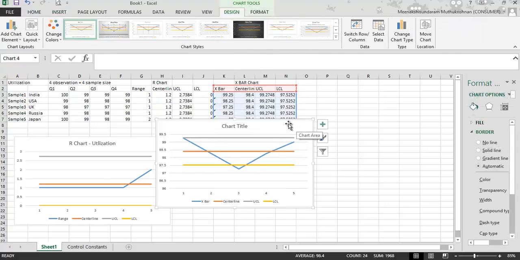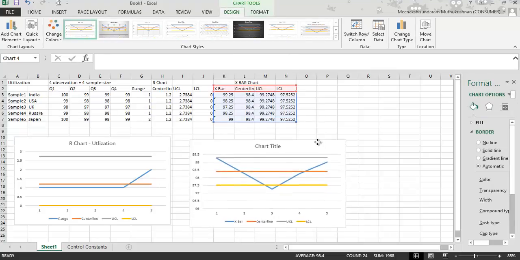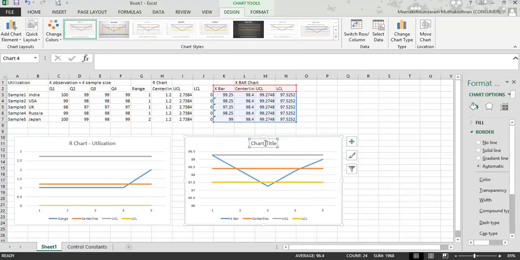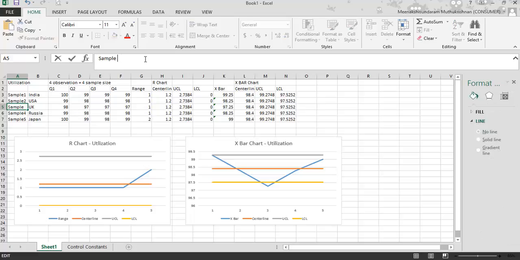Okay, so note that this is the XBAR chart in terms of utilization. Here the XBAR chart is going to say how each country is performing compared to each other. Those are called subgroups. Samples are otherwise called, sometimes you will see them using the term subgroup. So that is how it is performing.